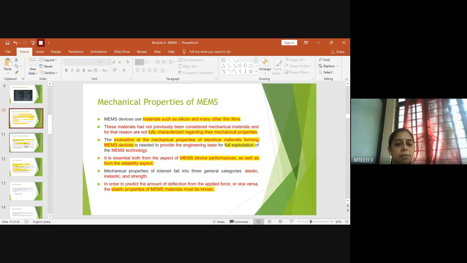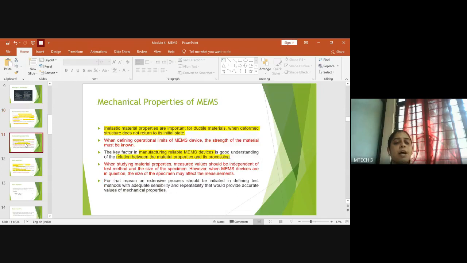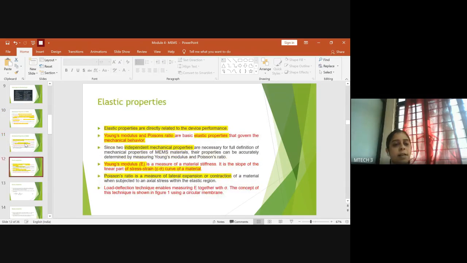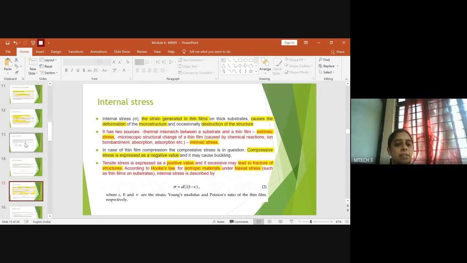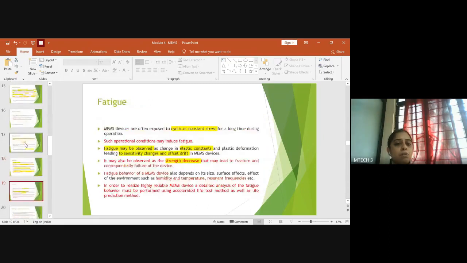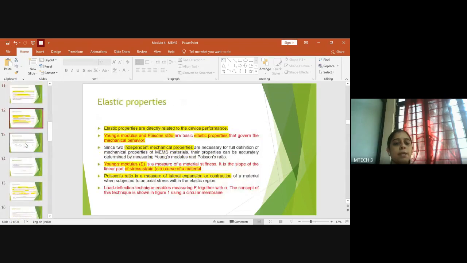What is its importance, right? Why do we need to evaluate the mechanical properties? Which are the mechanical properties? These are elastic, right? Then internal stress. Then we spoke about strength and fatigue. In case of elastic also we had two properties, which are Young's modulus and Poisson ratio. So you should be able to explain all these four properties beautifully relating to the MEMS device. That will show the importance of mechanical properties in any MEMS device. So these things you should explain carefully.